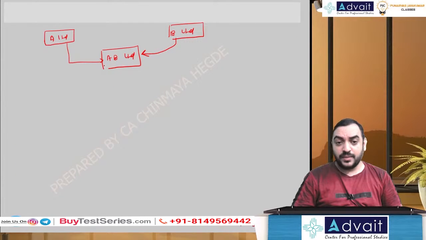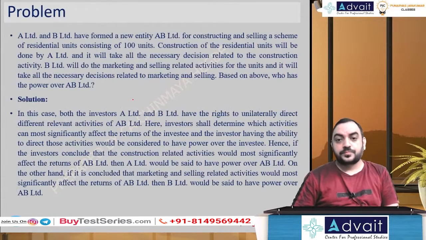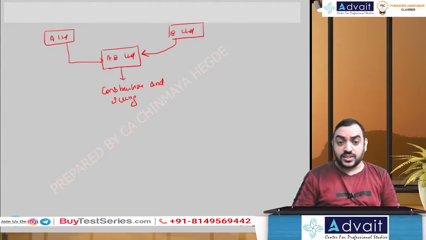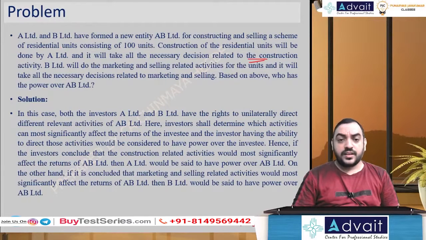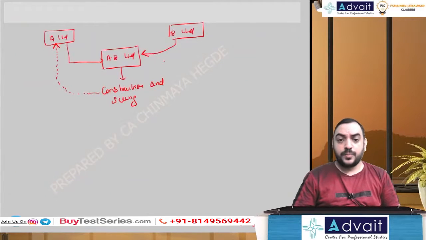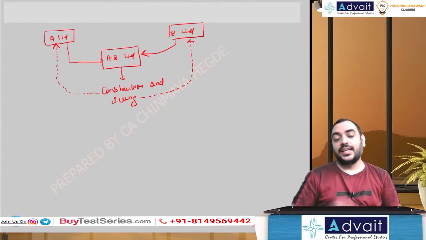So what is the nature of AB Limited's job? It is construction and selling residential units. A Limited will take necessary action related to the construction. Okay, so construction activities are undertaken by A Limited, and B Limited will do the marketing and selling related activities. So B Limited will do the activities relevant for selling.